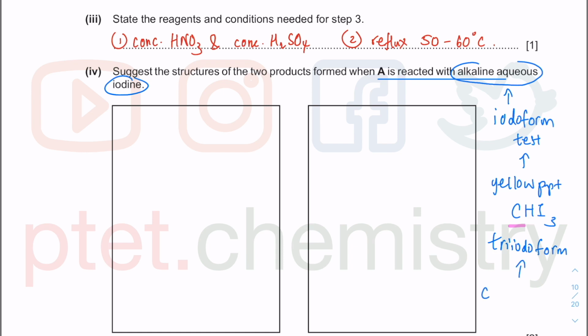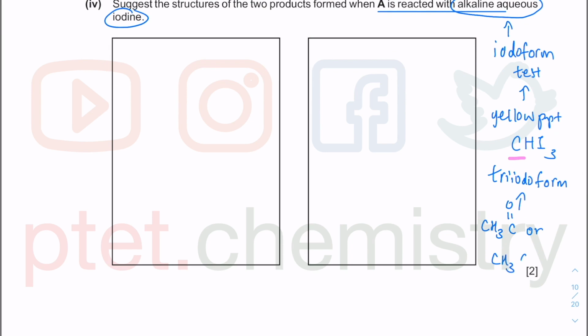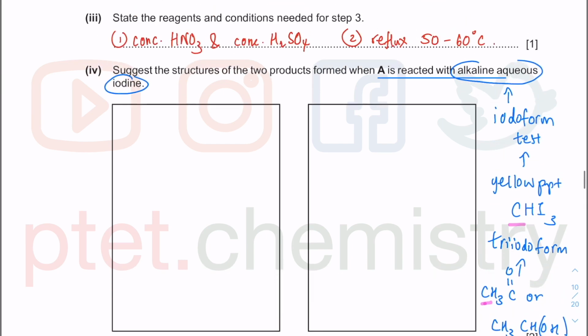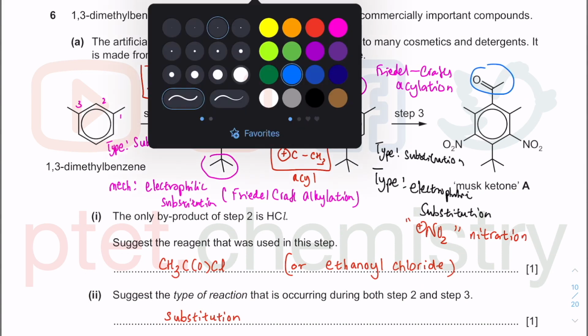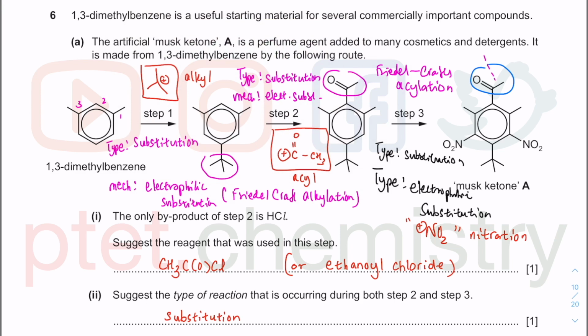It comes from this methyl ketone. So it's a test for CH3CO or CH3CHOH. So this carbon has been chopped off, it's been fragmented from the original part of the molecule. So that's CH3CO carbonyl or CH3CHOH as part of alcohol chemistry. What do we have in A? We have this methyl ketone there because we have this CH3CO. So what is being fragmented will be this bond here. So you know that thing there will be lost as CHI3.